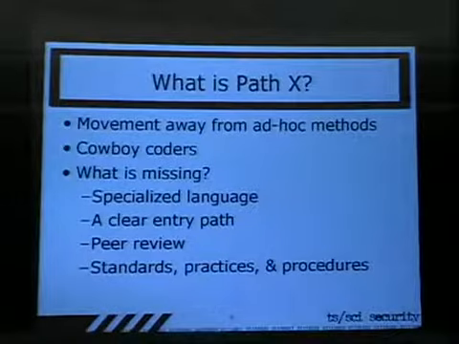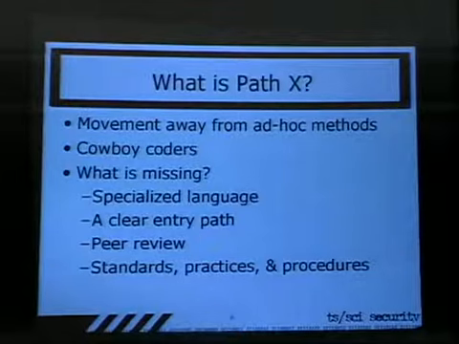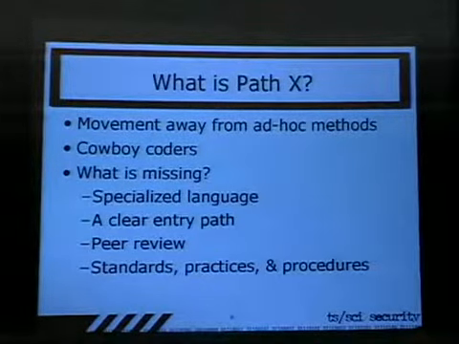So what is PathX? Basically, we're moving away from ad hoc methods. You may be familiar with the differences between programmers and security professionals. Well, security professionals and coders have a lot more in common than you think. We're all missing the same types of things. We're all missing a specialized language, a way of describing what it is that we do.